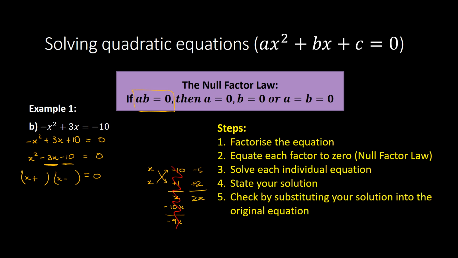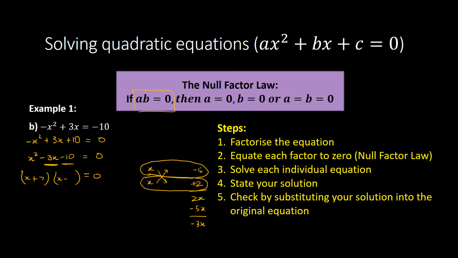Let's have a look at our second one, which hopefully is the right one because we've only got one left. X times positive 2 is positive 2x. X times negative 5 is negative 5x. We add them together. 2 subtract 5 is negative 3x, which is exactly what we want. Again, I'm just going to get rid of all of this and just circle the pairs that we want.